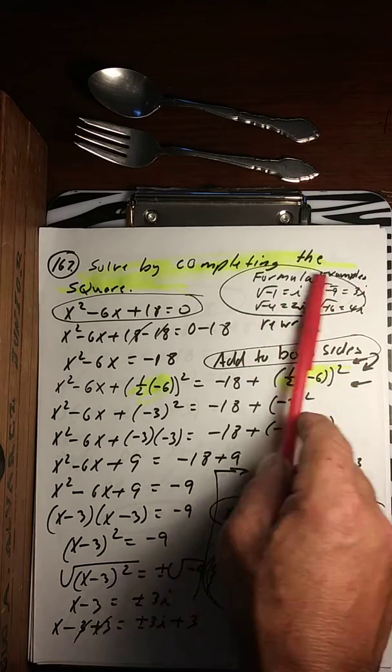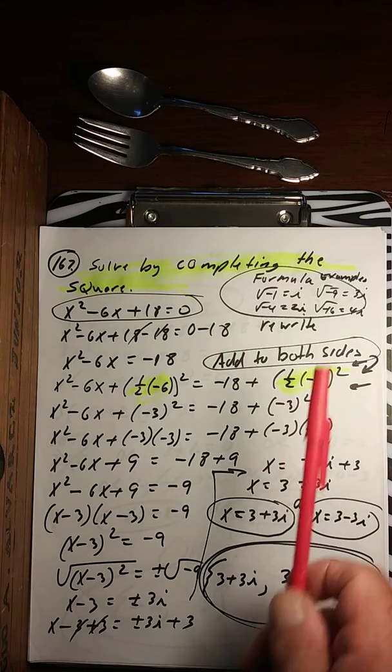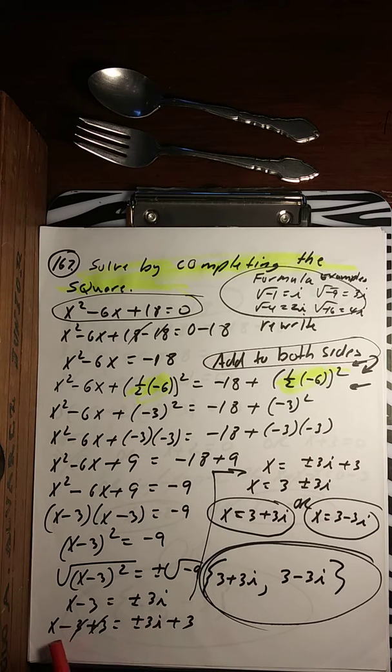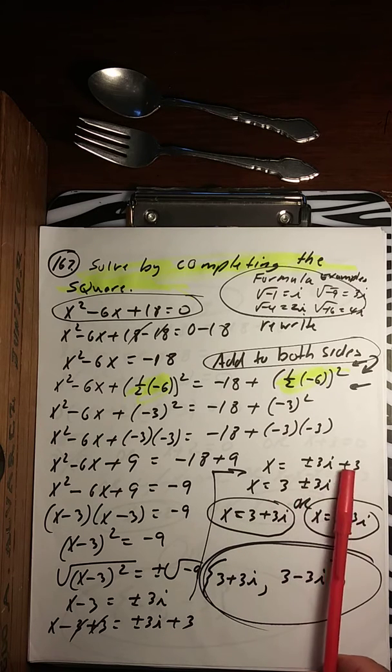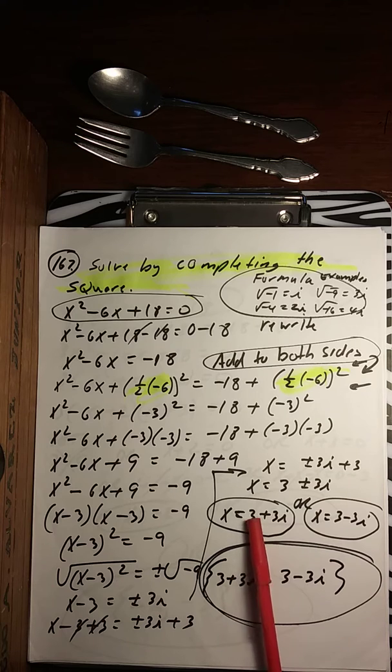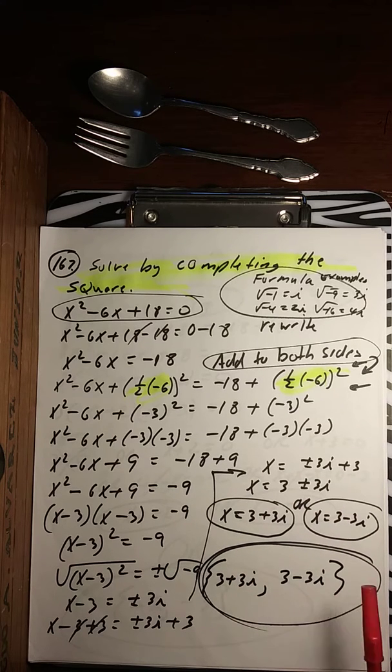These are, remember, the imaginary solutions, complex numbers. So now we have x equals plus or minus 3i plus 3, or rewrite it as 3 plus or minus 3i. So you have 3 plus 3i, 3 minus 3i. So the answer is 3 plus 3i, 3 minus 3i for that one.